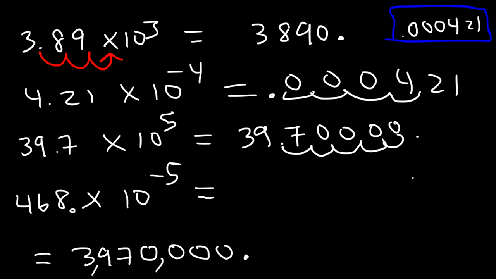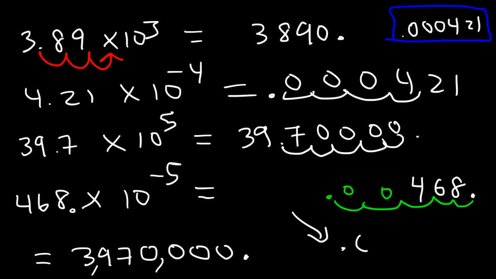Now for the next example, we need to move towards the left. Since we have a negative exponent, it's going to give us a smaller number. 1, 2, 3, 4, 5. So then that's equal to 0.00468.